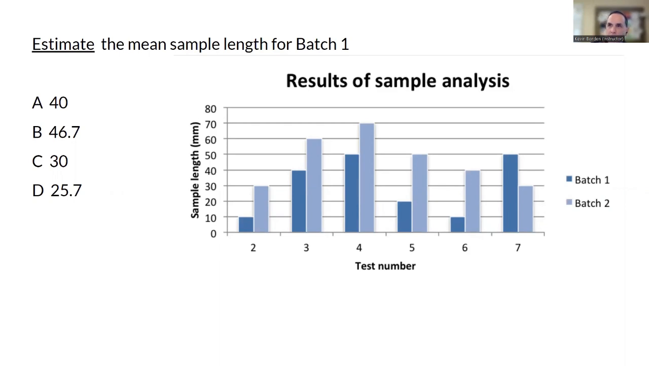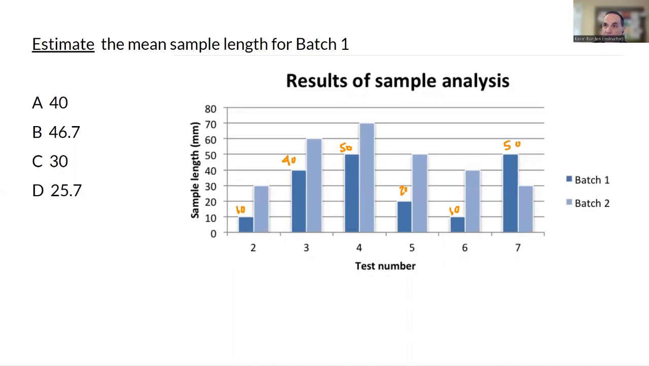All right, what I'm going to do here, grab my pen and go through batch 1 and try to estimate each one of these. It looks like this is 10. This is 40. This is 50. This is 20, 10 again, and 50 again.